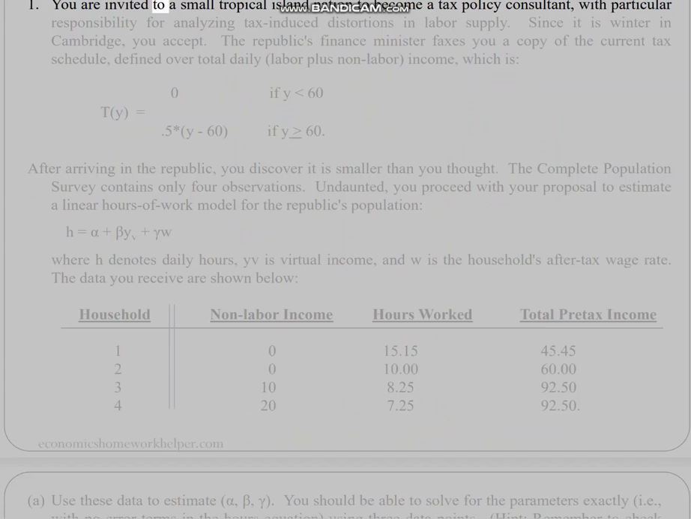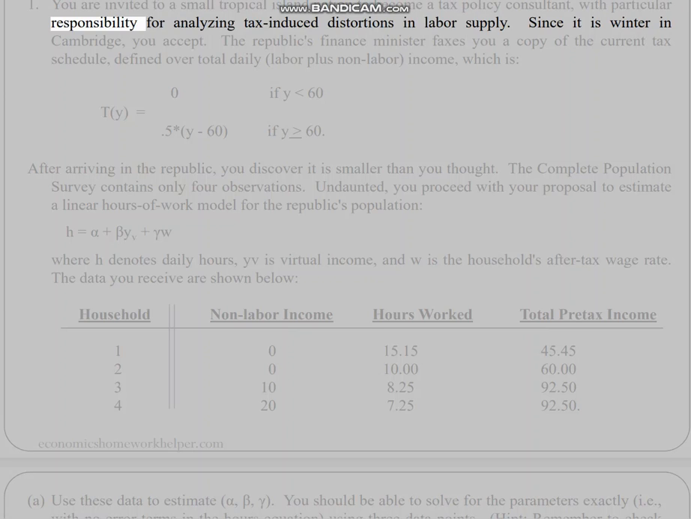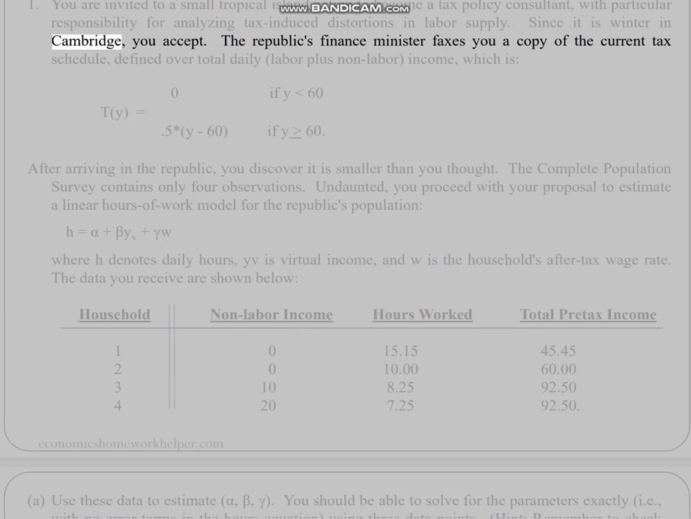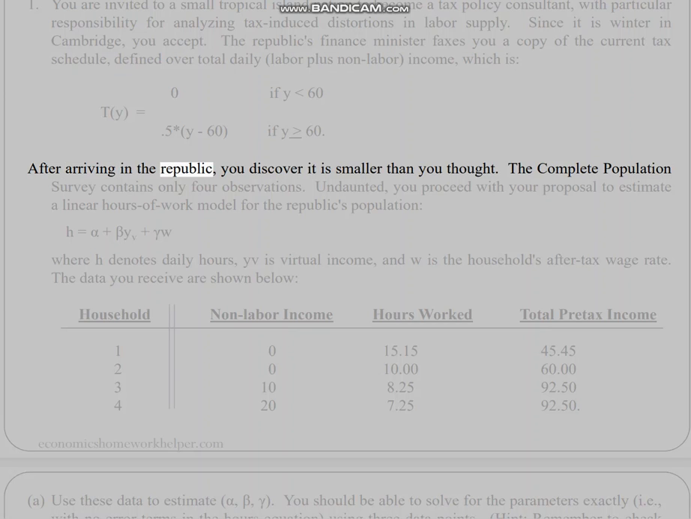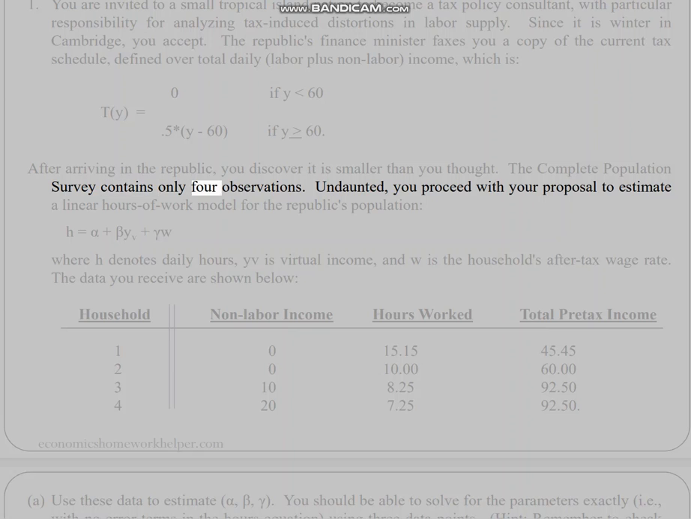1. You are invited to a small tropical island nation to become a tax policy consultant, with particular responsibility for analyzing tax-induced distortions in labor supply. Since it is winter in Cambridge, you accept. The Republic's finance minister faxes you a copy of the current tax schedule, defined over total daily labor plus non-labor income. After arriving in the Republic, you discover it is smaller than you thought. The complete population survey contains only 4 observations. Undaunted, you proceed with your proposal to estimate a linear hours of work model for the Republic's population.